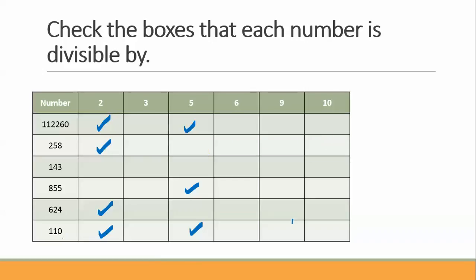Let's check our divisibility for 10. The only two numbers that end in 0 are 112,260 and 110. Those two are divisible by 10. For 3, 6, and 9, we have to determine the sum of the digits first.